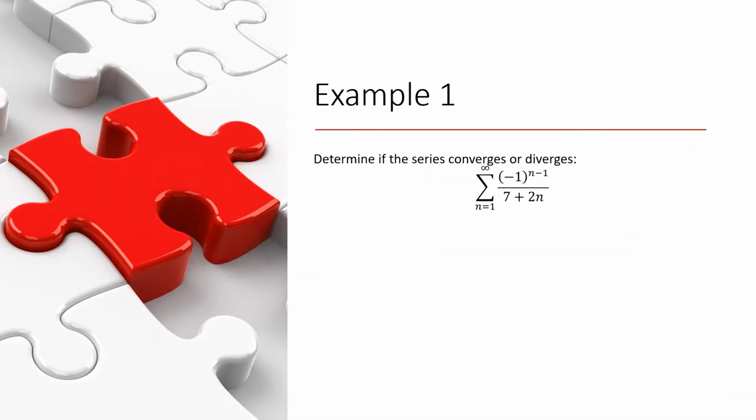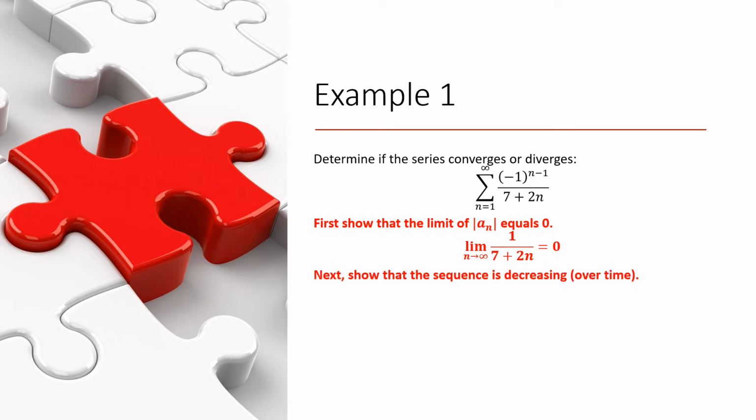All right, so our first example, we have the sum as n equals 1 goes to infinity of -1 to the n minus 1 over 7 plus 2n. So the first thing I'm going to do is check the limit of the absolute value of the series. I want to make sure that limit equals 0. So I'm going to do the limit as n approaches infinity of 1 over 7 plus 2n. If I plug in infinity, I get 1 over infinity, which is 0. So the first condition of the alternating series test is met.